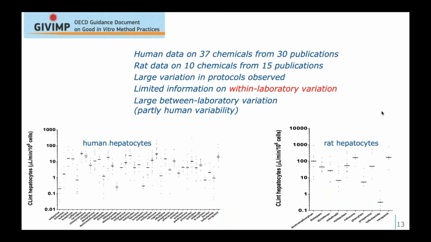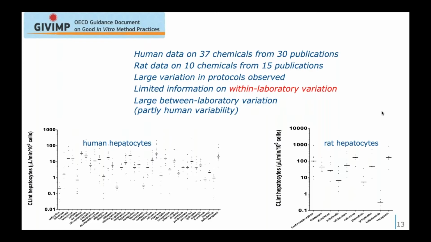Another thing that we learned, and this is quite interesting for you to look at carefully, is when we look at data generated on human hepatic intrinsic clearance. And this is an example where I give information on using human hepatocytes and rat hepatocytes. On the left part of the slide, you see on the bottom, 37 chemicals from 30 publications. And on the right part of the slide, you see rat data on 10 chemicals from 15 publications. And you see definitely that there are, as we saw already in the previous slide, large variations in the protocols. But besides these large variations in the protocols, you see also that for the same chemicals, the intrinsic clearance data are orders of magnitude different, because you see expression in a log scale.